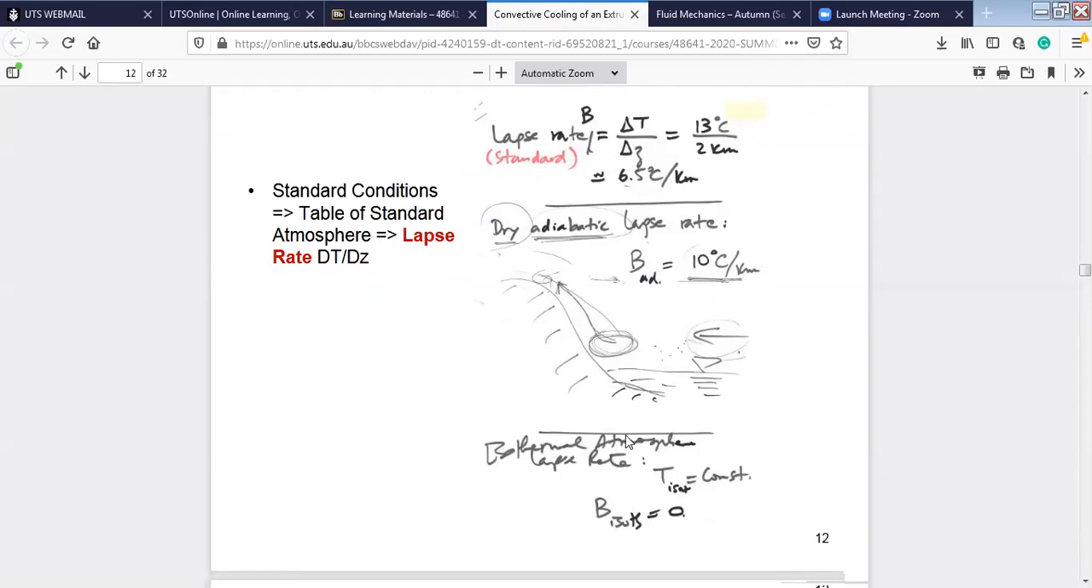For an isothermal atmosphere, it means the temperature is constant. Isothermal. When temperature is constant, it means the lapse rate is 0. So it depends on the condition, standard condition or dry adiabatic condition or isothermal condition. We have a different lapse rate. Lapse rate 6.5 only for standard condition. Dry adiabatic 10, isothermal 0. Okay. Got it?